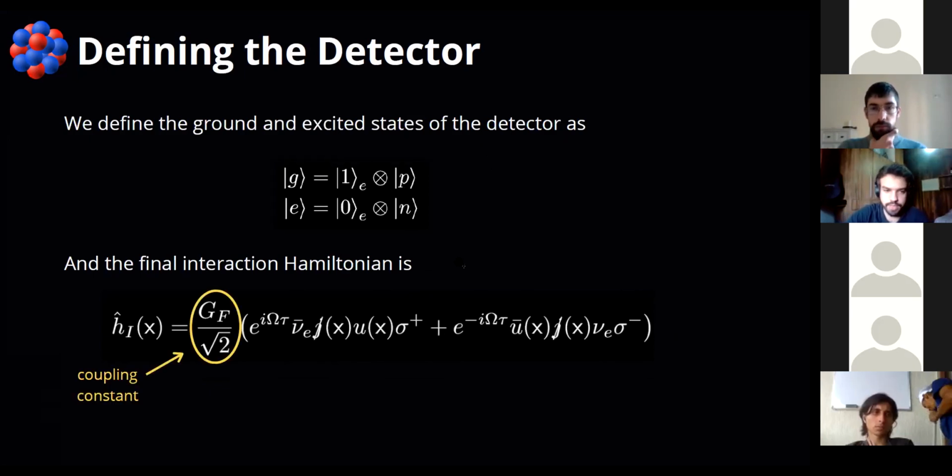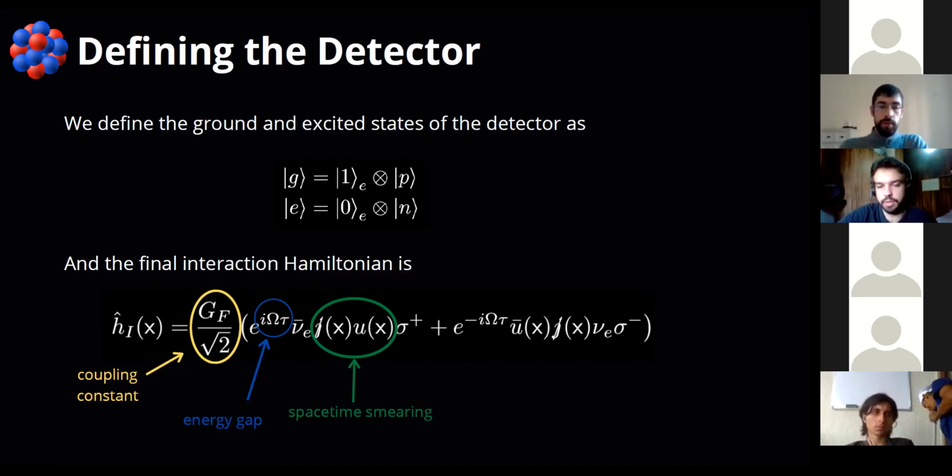And then we have exactly coupling constant, energy gap, space-time smearing, and again, now we have the raising operator coupled to the neutrino field and the lowering operator coupled to the antineutrino field. So this is how to get to this interaction. The only thing is that, well, this is specifically for probing neutrinos, right?